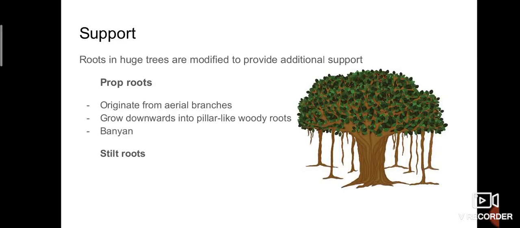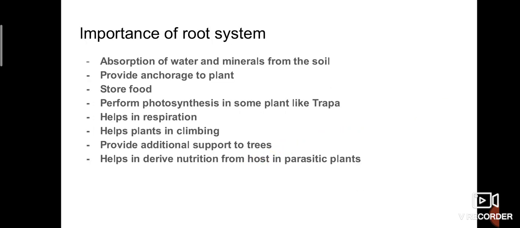So prop roots are nothing but the roots which originate from the aerial branches, and they grow downwards and enter into the soil. They are also called roots, and these roots provide additional support to the plants. And one more root is called stilt root. Like prop root, stilt roots are also there. They also provide additional support. Now we are going to see about the importance of root system.